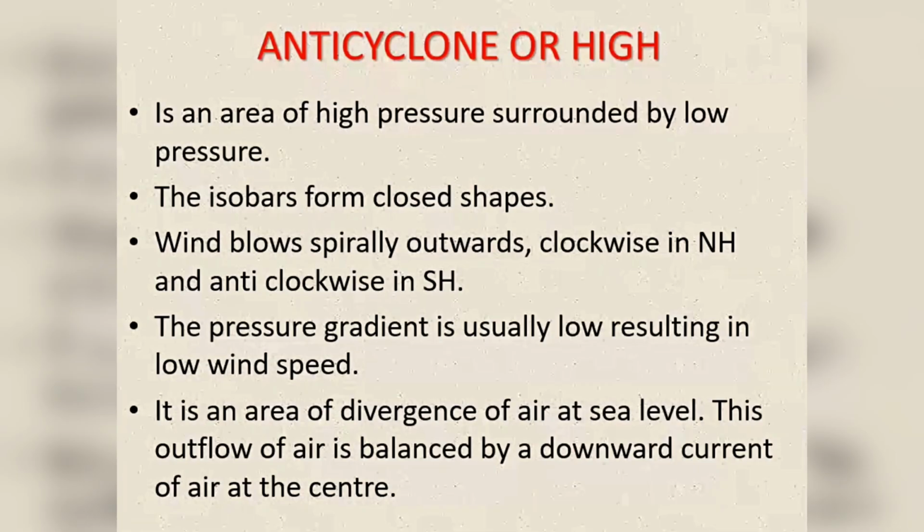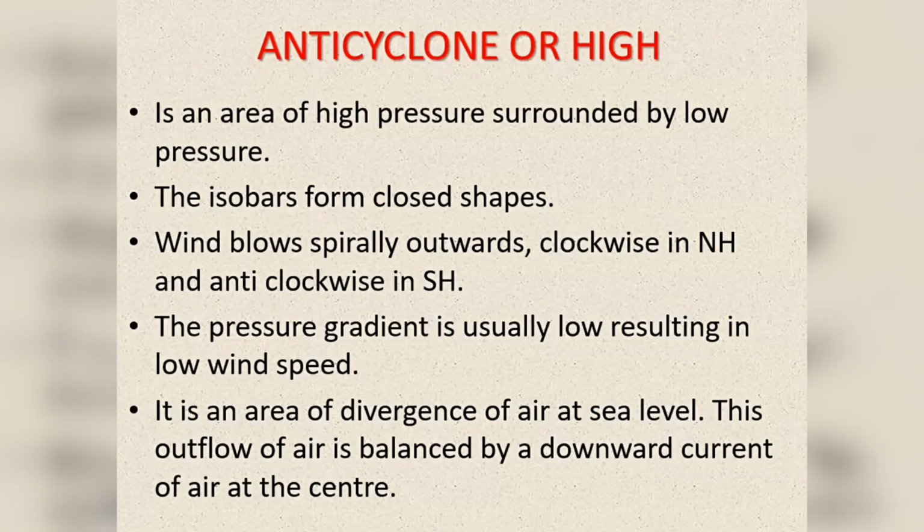High pressure area, you know that there is very low speed winds, not much disturbance, and an area of divergence of air at sea level. So this outflow of air is balanced by the downward current of air at the center. So this is basically your anticyclone, or what we call a high.